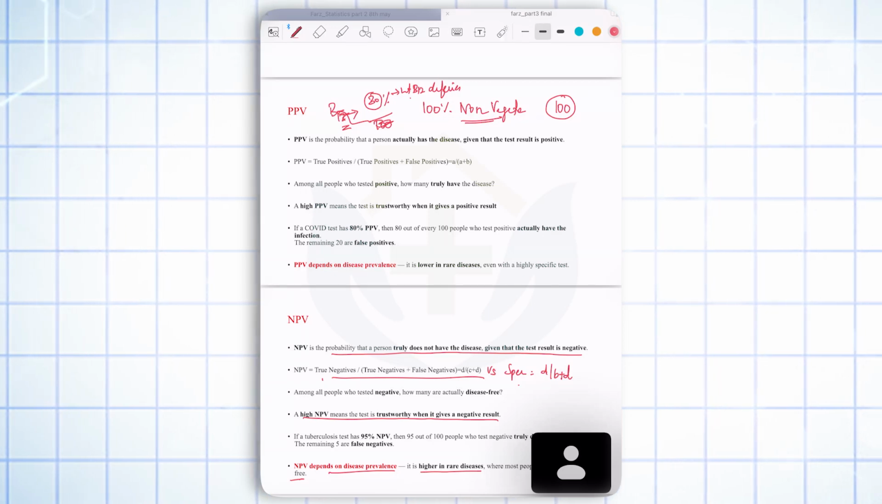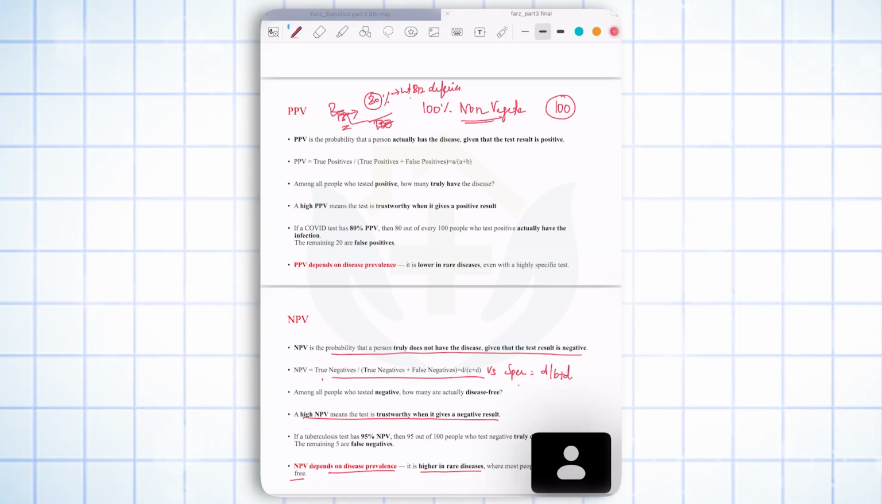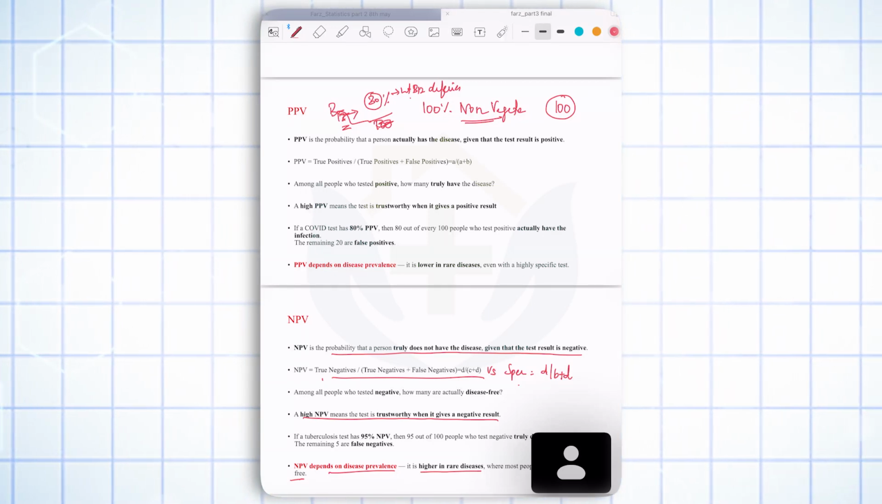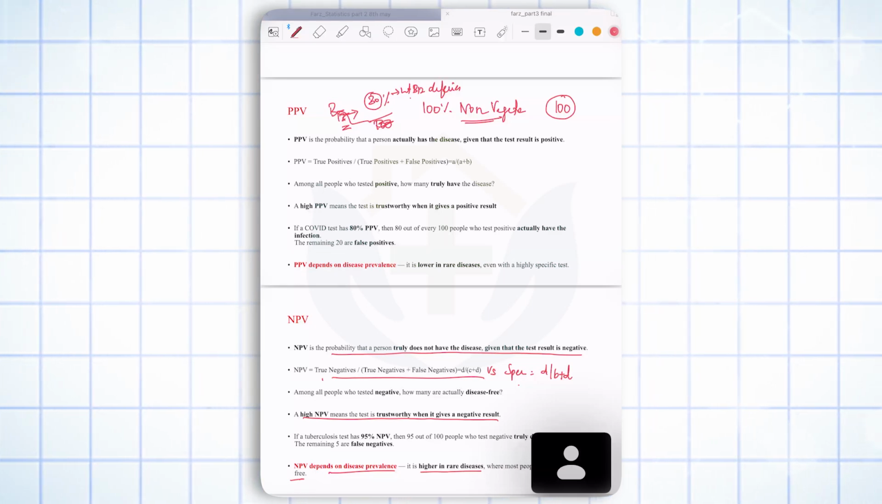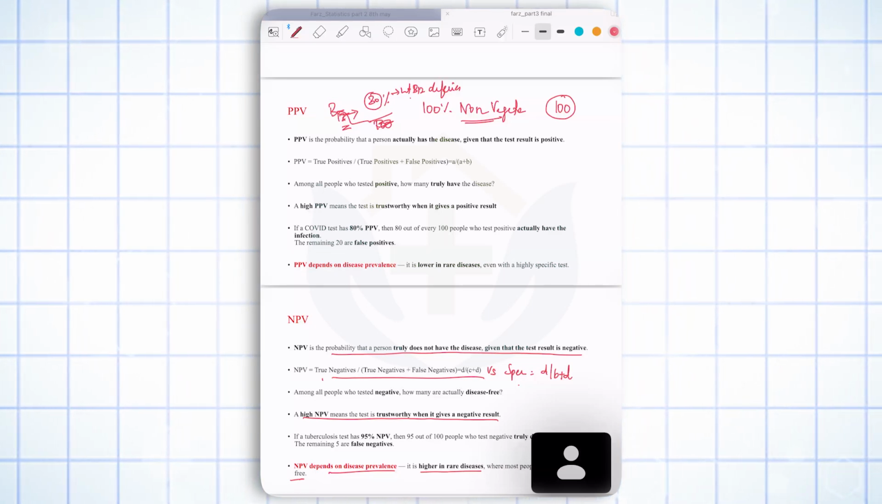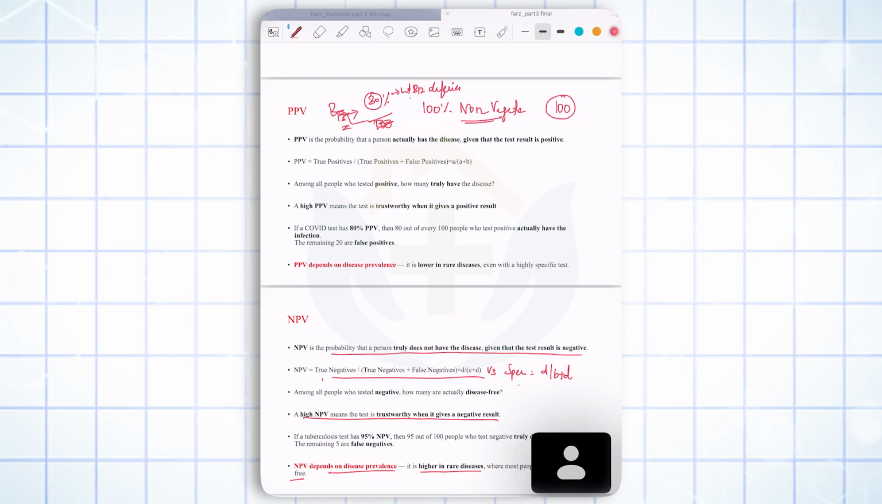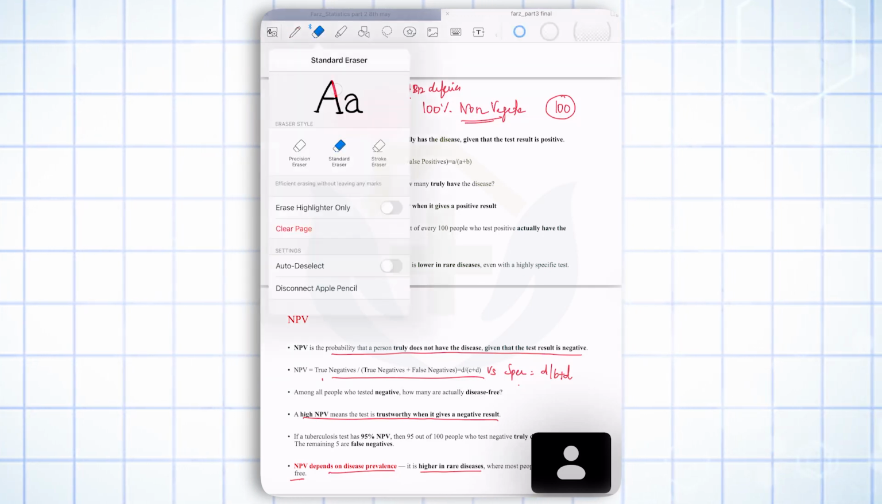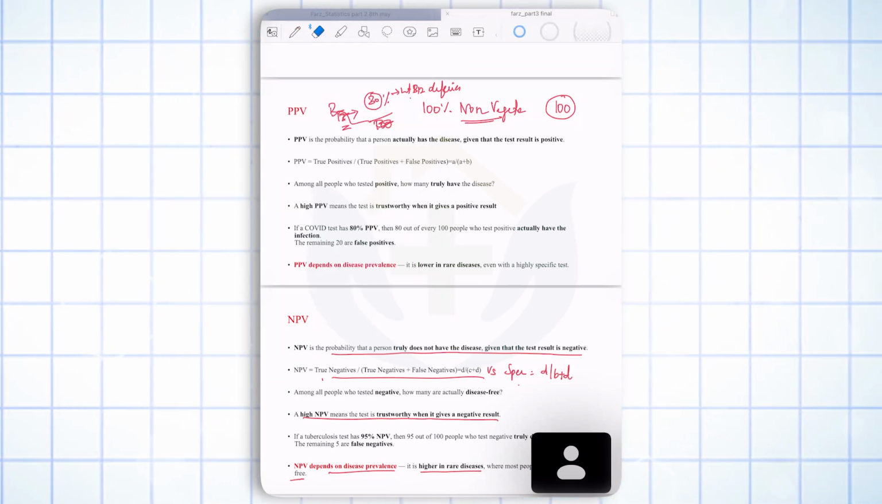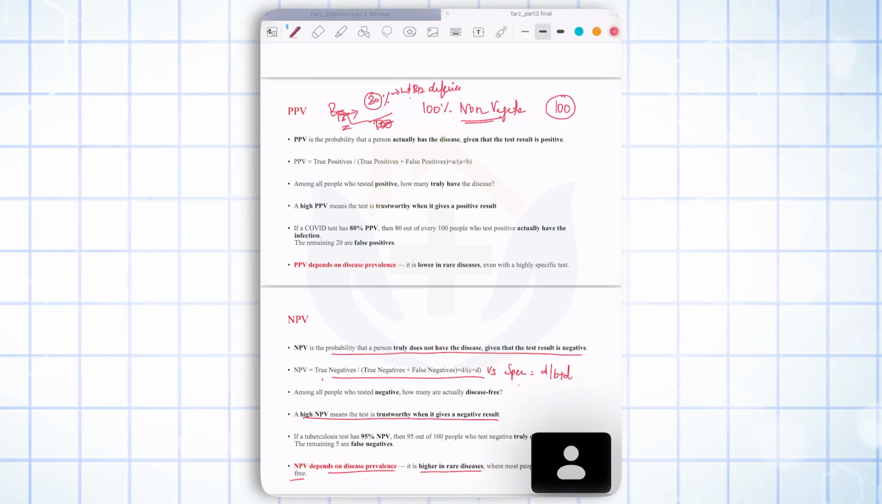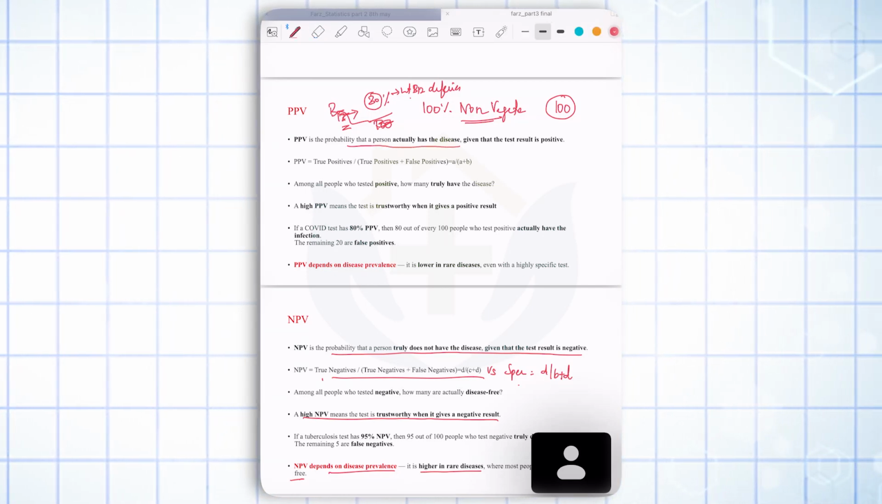Now, if you know the prevalence of a particular disease in the community, even if the test becomes positive or negative, you will have a doubt. It is logical, right? So that is where the positive and negative predictive value comes in. The positive predictive value is the probability that a person actually has the disease, given that the test is positive.